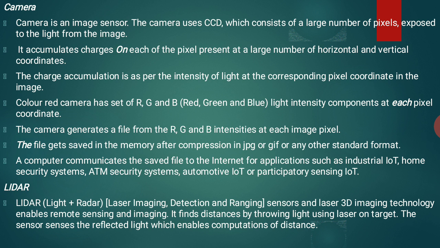Various types of cameras are available. We are using CC cameras, normal cameras and various types of cameras which are used for our application programs. Some of them are suggested here: industrial IoT, home security system, ATM security system, automotive IoT or participatory sensing IoT. By using these application systems, a computer communicates saved files over the internet.